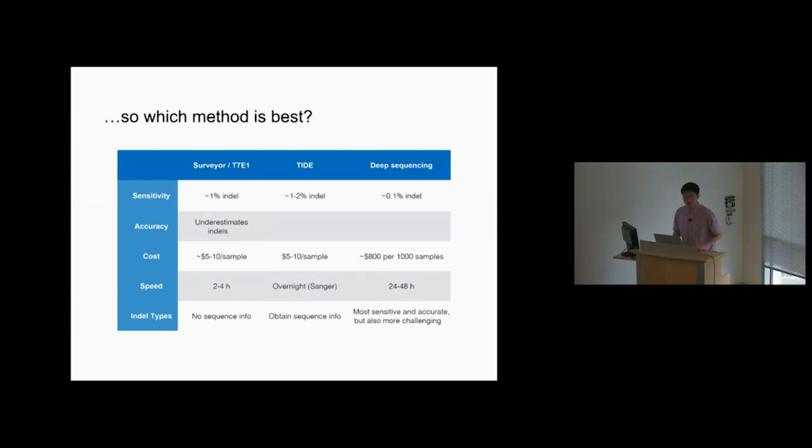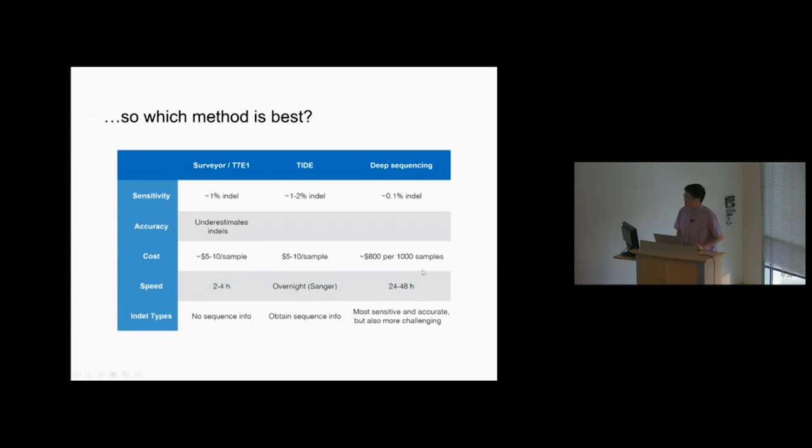So both surveyor and TIDE, I think it's hard to quantify below 1 or 2% indel. Surveyor also has the drawback of just underestimating indels because sometimes your bulge just isn't big enough for the surveyor nuclease to be able to recognize and cleave it. So the intensity of the edited bands will be generally lower than the actual indel rate, especially for Cas9.